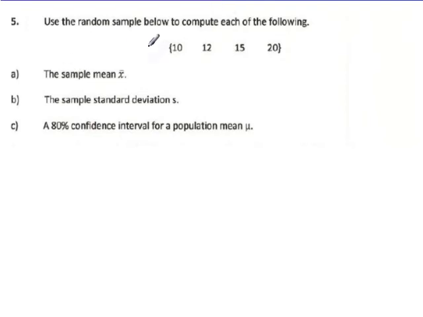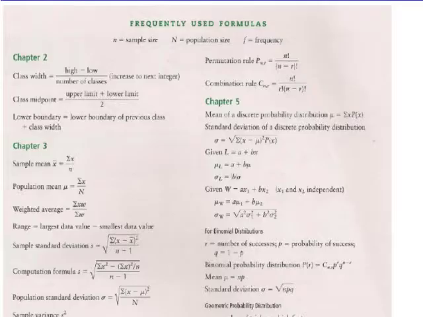Use the random sample below to compute each of the following: A, the sample mean, B, the sample standard deviation, and C, an 80% confidence interval. So for parts A and B we can do together, we can refer back to our formula sheet.